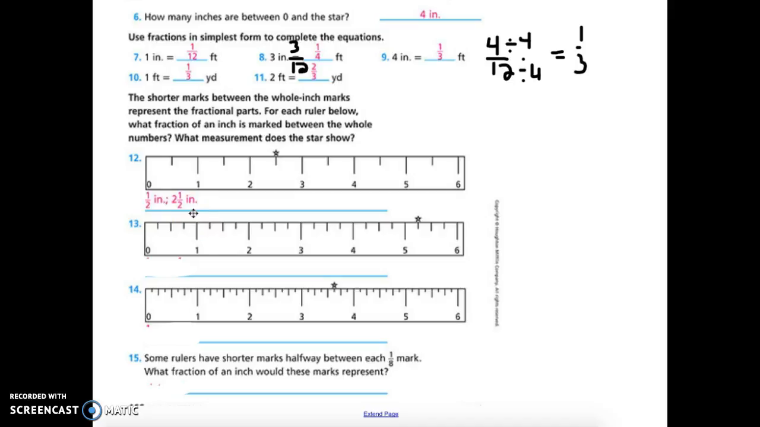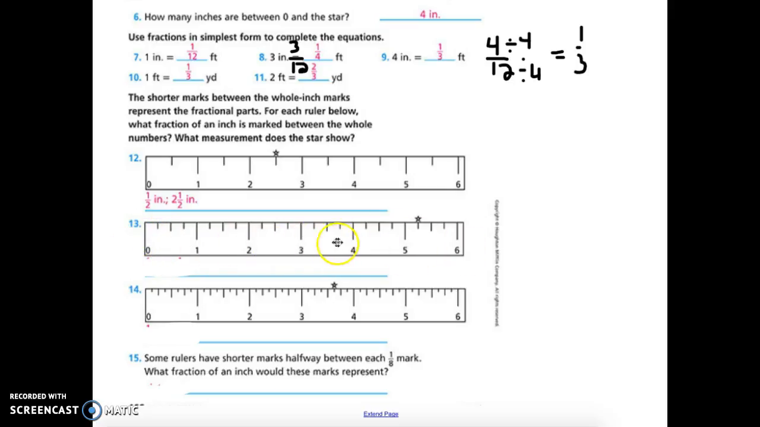All right, let's look at number 13. First, I want you to decide between 5 and 6 what fraction this star is at. So there's 1, 2, 3, 4 total spots, and what fraction is it there? If you said 1/4, great job. Now we've got to label it as the ruler as a whole.